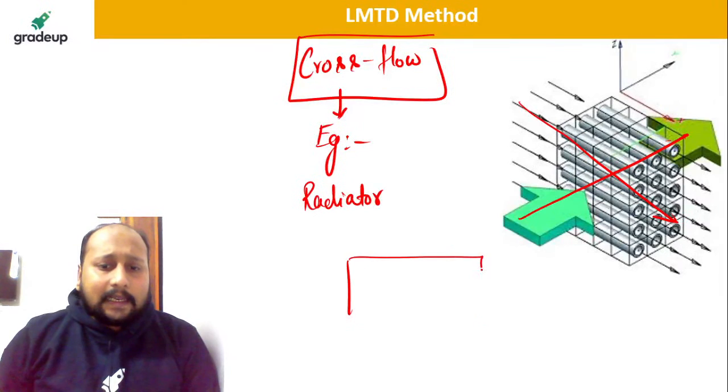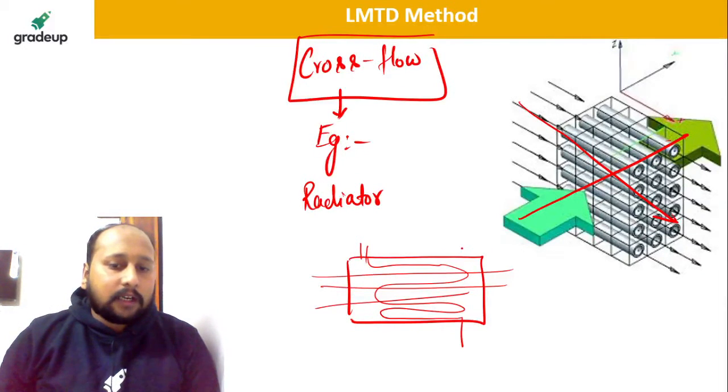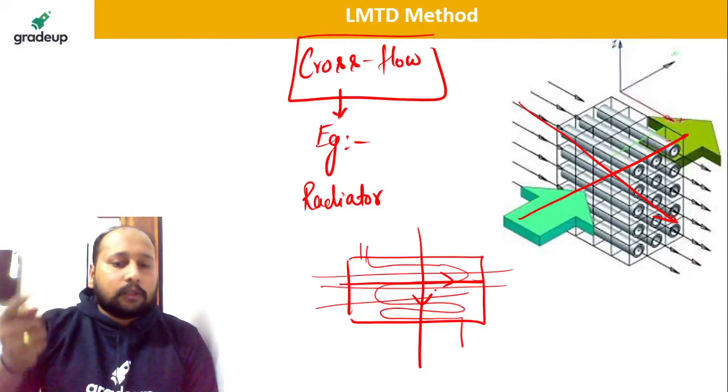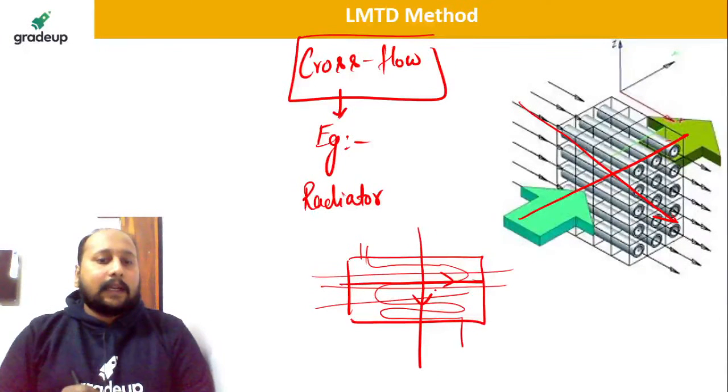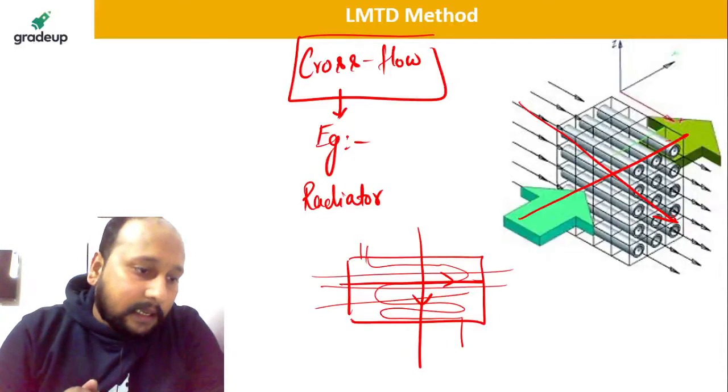Because in a radiator, what is basically happening is we'll be having a fluid moving like this, and we'll be having some tubes through which a second fluid will be moving. So one fluid is moving like this, the second fluid is moving like this, and both are perpendicular to each other. Whenever a hot fluid and a cold fluid are moving perpendicular to each other, we call that a cross flow.